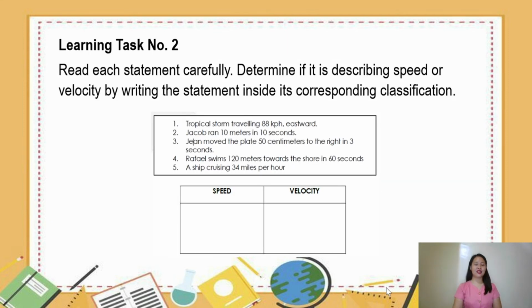Let us answer the learning task number 2. Read each statement carefully. Determine if it is describing speed or velocity by writing the statement inside its corresponding classification. Write your answer in your answer sheet. Okay, time's up. Let us check.